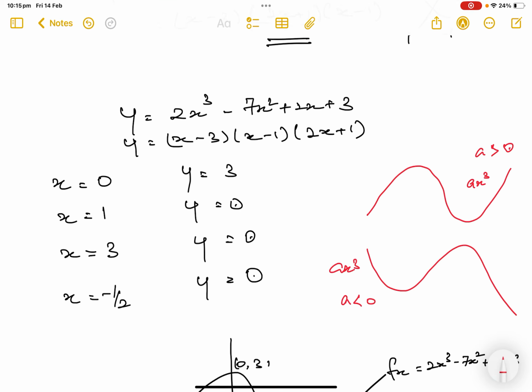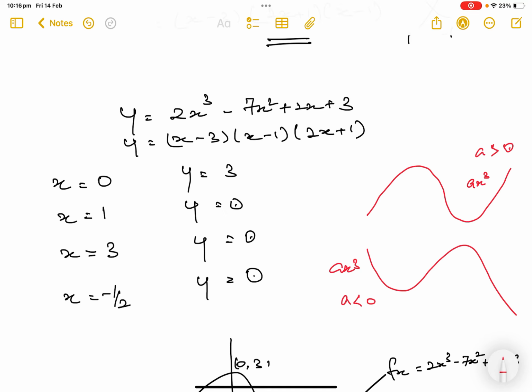So when x equals 0, y equals 3. x = 1 is one of the factors, so y equals 0. x = 3, y equals 0. x = −1/2, y equals 0. So these are the three points. The graph will cut the x-axis at 1, 3, and −1/2, and it will cut the y-axis at 0, 3, so y = 3.